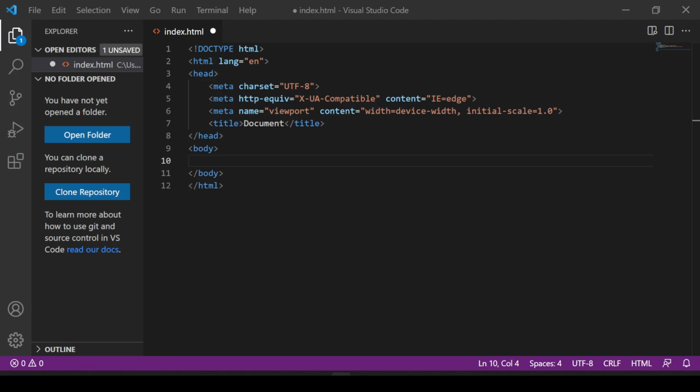Sometimes we need to write some text in superscript or subscript form. Let's see them in action.